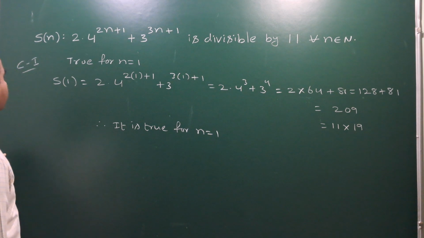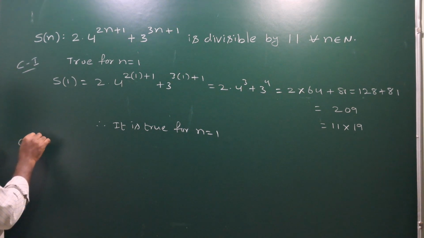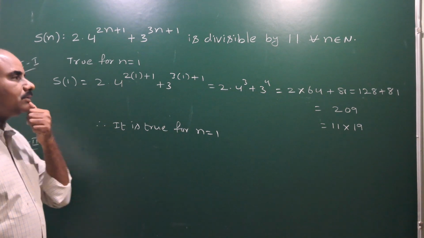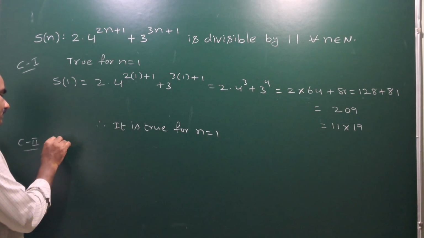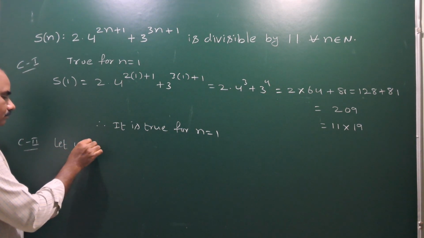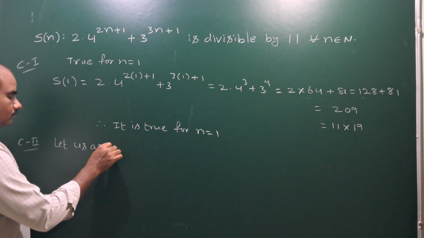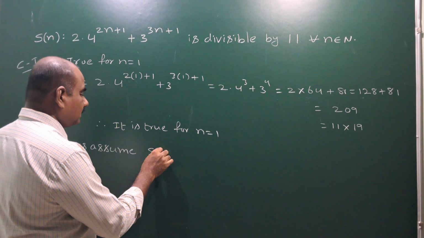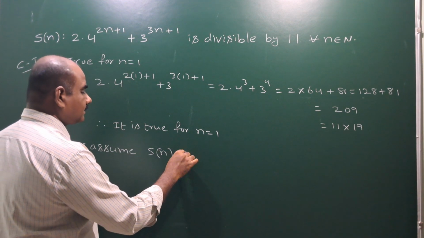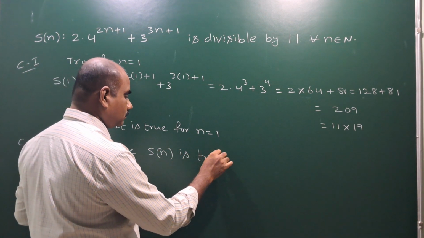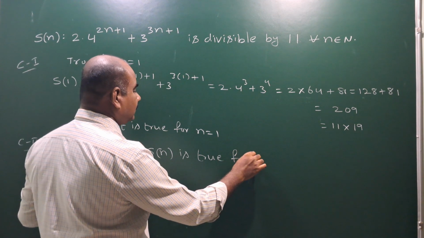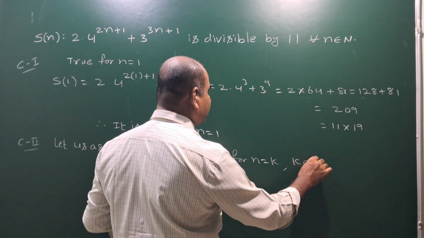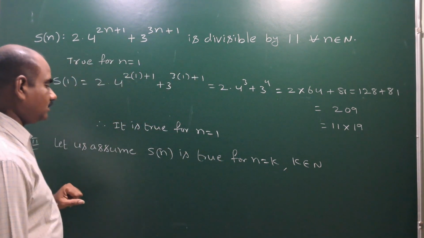Okay, next case 2. Case 2 means we have to assume our statement is true for n = k. Let us assume S(n) is true for n = k, where k is also a natural number.